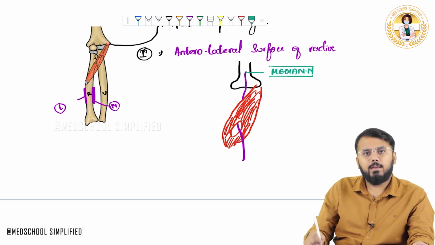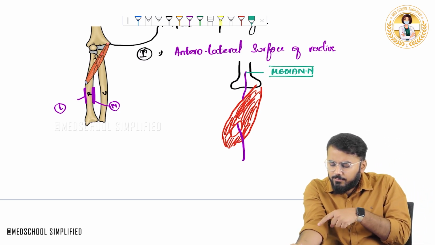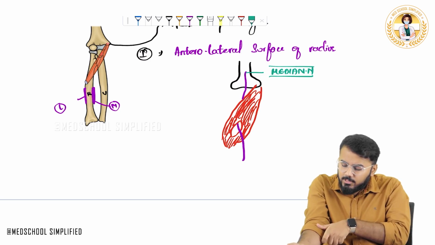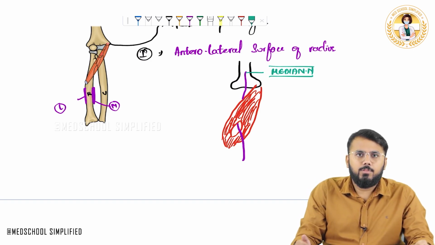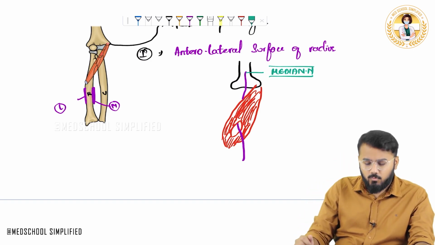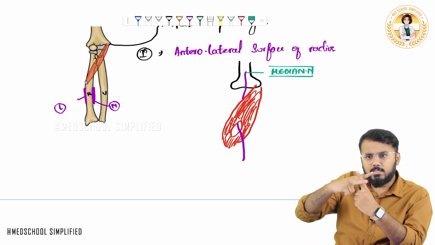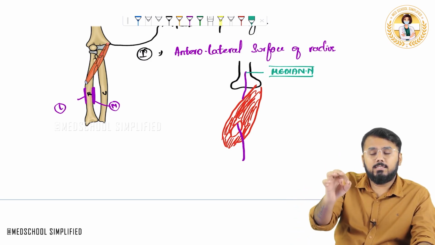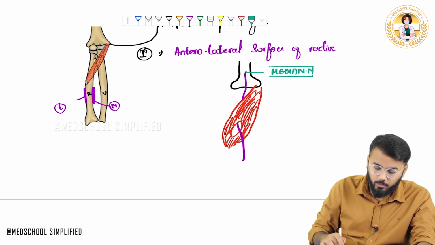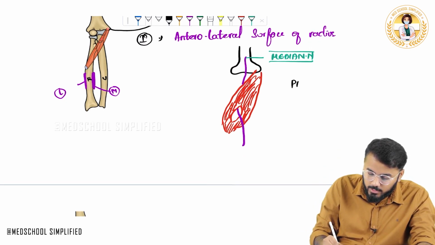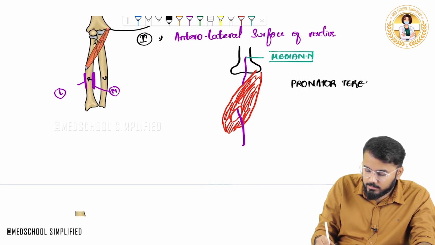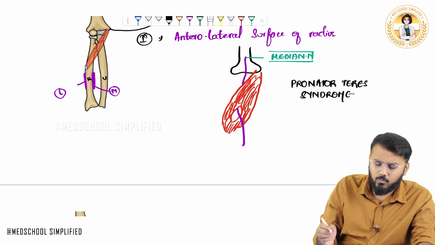Sometimes it might happen that here itself you have your pronator teres and here itself the nerve is passing. Whenever the pronator teres contracts, the nerve is passing like this, and the contracting muscle will compress it. The nerve will be compressed. This syndrome is called pronator teres syndrome. Keep this in mind. This is called pronator teres syndrome. So what will happen because of that?